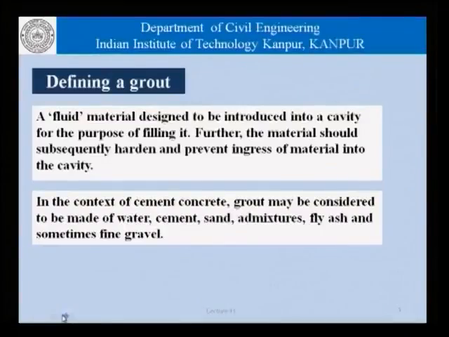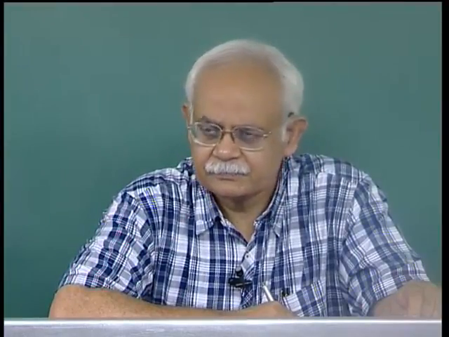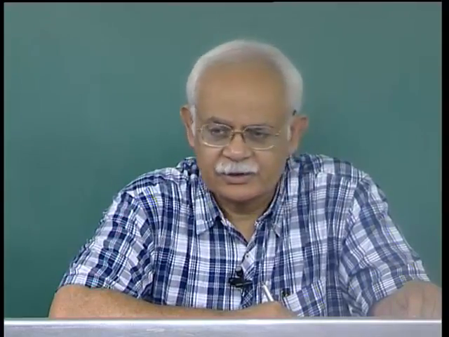In the context of cement concrete, grout may be considered to be made of water, cement, sand, admixtures, fly ash and some fine gravel. Now, fly ash is a mineral admixture. It can be used, it may not be used. When we say admixtures here, we are typically referring to chemical admixtures, which could be water reducing agents, accelerators at times and so on. And at times, other than the sand, which is having a certain sieve size, we could use slightly bigger particles than that and still use it in grouting.